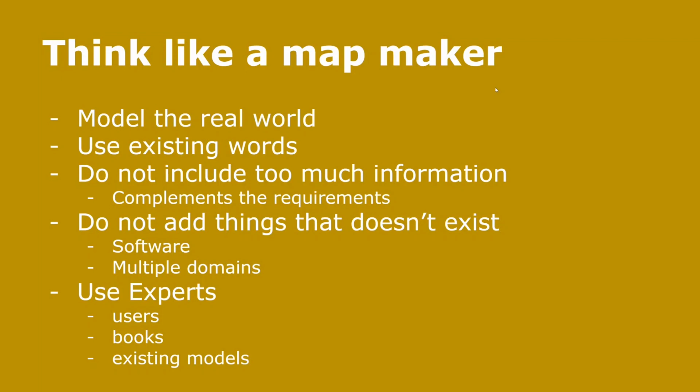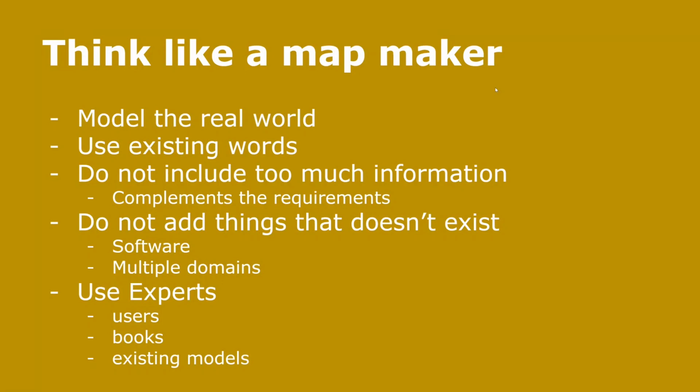Also, they need to find a good level of abstraction. If you are doing a map over the entire world, you cannot really put too much information in your map because you wouldn't be able to see anything. So this is also important, that you try to find a good level, and typically you find this level by using the requirements, and it's important that you complement the requirements and do not try to replace them. A map maker does not add things that do not exist.